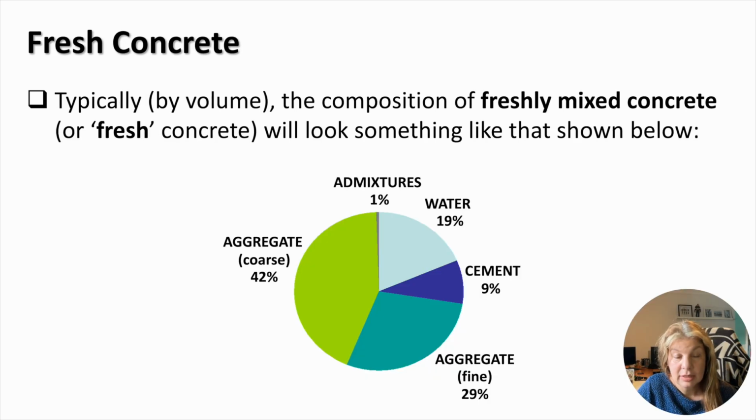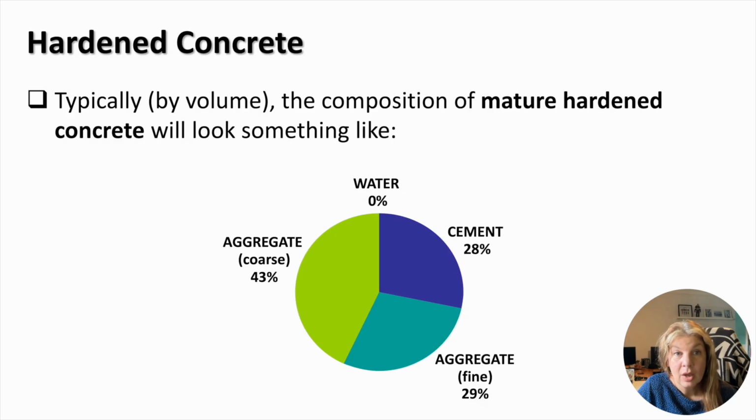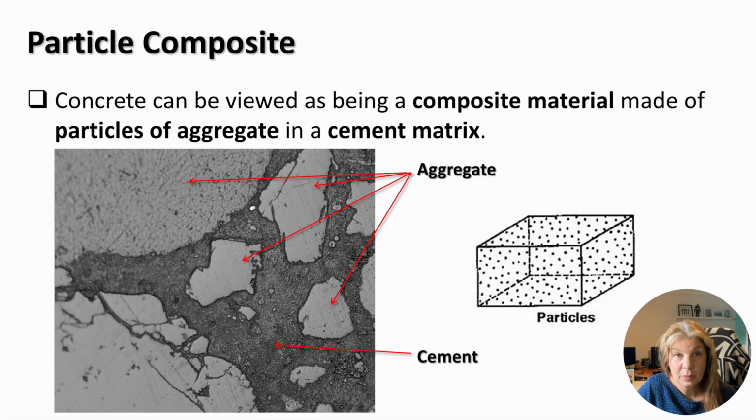Freshly mixed concrete consists of the following: 1% admixtures, 19% water, 9% cement, 29% fine aggregate, and 42% coarse aggregate. When concrete hardens, the water and admixtures disappear, and the percentage of cement, as you can see, grows from 9% to 28%. Concrete is a particle composite, where cement serves as a matrix binding together aggregate particles of different sizes. In the picture, you can see the cross-section of concrete with cement and aggregate.